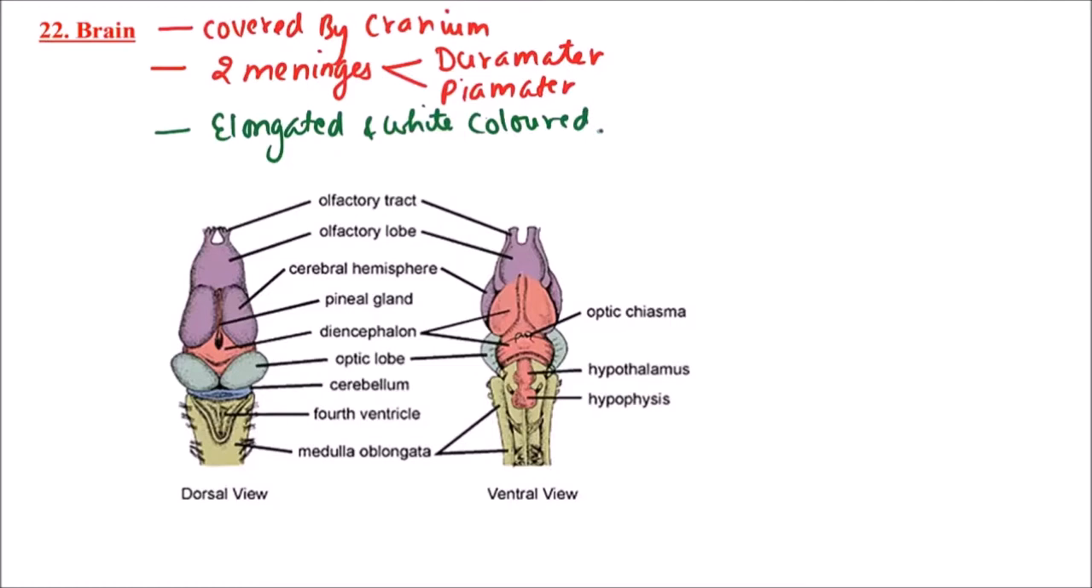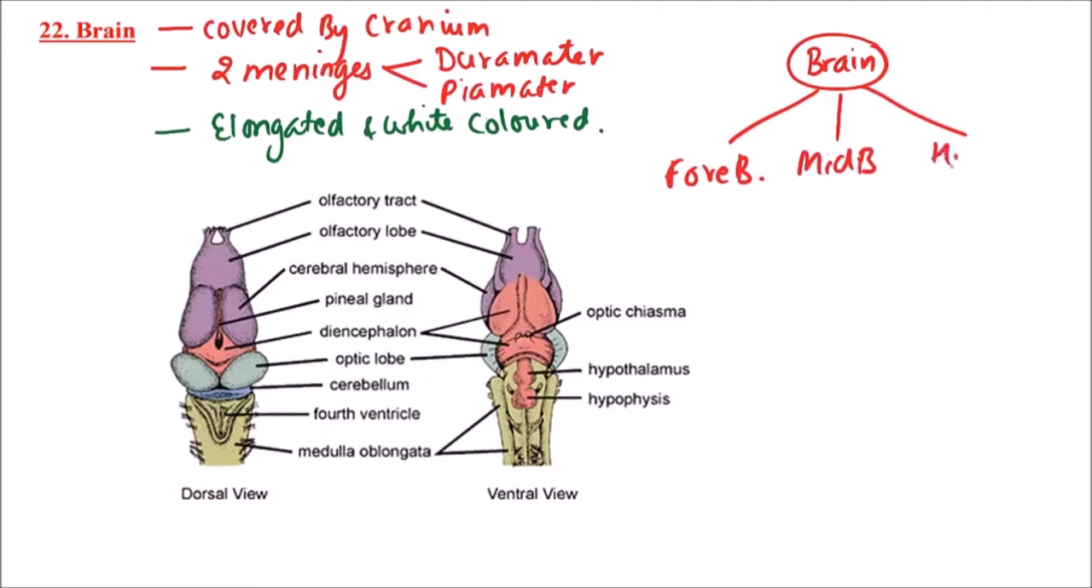The brain of frog is divided into three regions: forebrain, midbrain, and hindbrain.